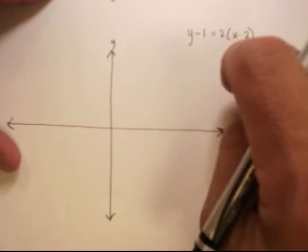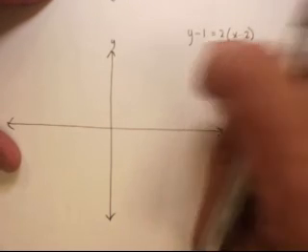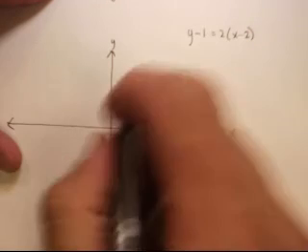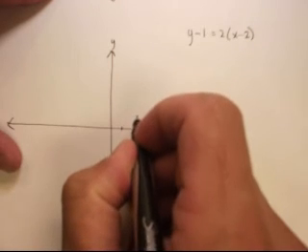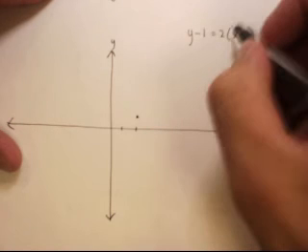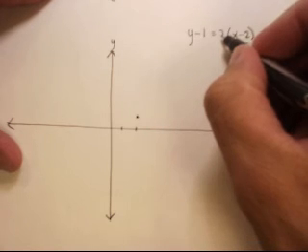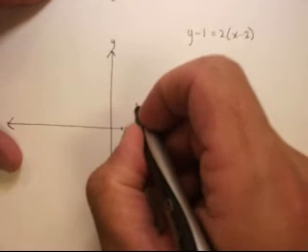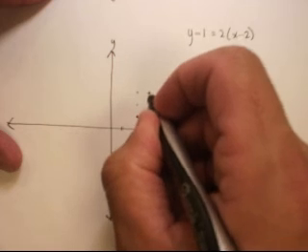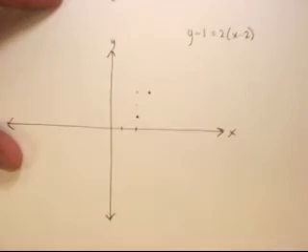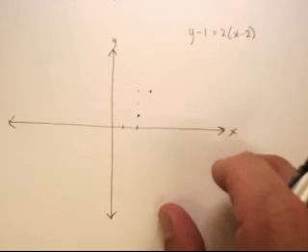One of the points should be 2, 1. 2 for the x, y is 1. So over 2, up 1. So one of the points is there. The slope is 2 over 1 again. So up 2 over 1. Here are my 2 points. Let's draw a line.